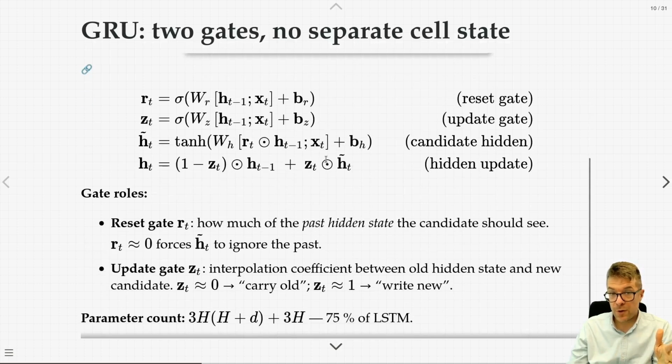So we have fewer gates to learn, fewer weight matrices we have to learn. We have R, Z, and H now. So now we have 3 times H plus D plus 3H. These 3H's are all the bias terms. So we still have more parameters to learn than a vanilla RNN, but only about 75% of the parameters that an LSTM has to learn. So we're less likely to run into issues related to overfitting, for example.